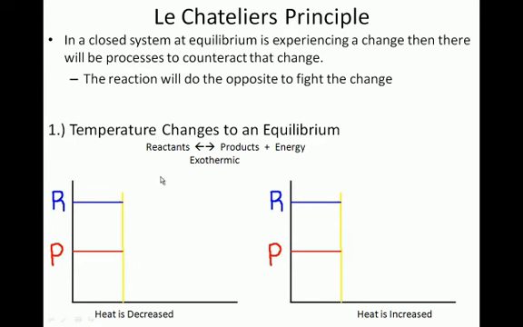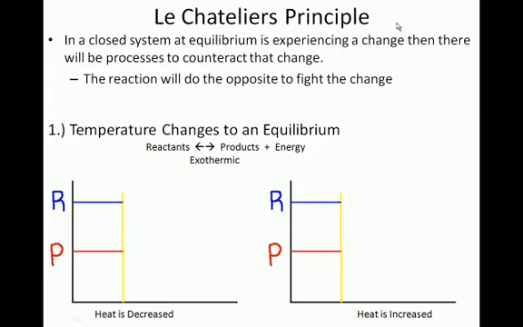Hey again. Today we're going to be doing Le Chatelier's principles, and we're going to be talking about how his principles can determine, or how we can predict, how an equilibrium is going to shift, or how an equilibrium is going to change. So anyways, what his principles say is that if a closed system at equilibrium is experiencing change, then there will be a process to counteract that change.